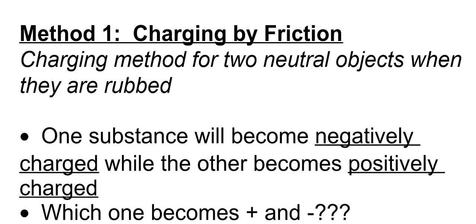And what literally happened was John Travolta scraped electrons off the ground and donated them to his body, making him negatively charged. And so that's called charging by friction. And so one substance will become negatively charged while the other becomes positively charged. The question is, which one becomes positive and which one becomes negative? Well, that's a really good question, Mr. Doherty. Why don't you tell me?